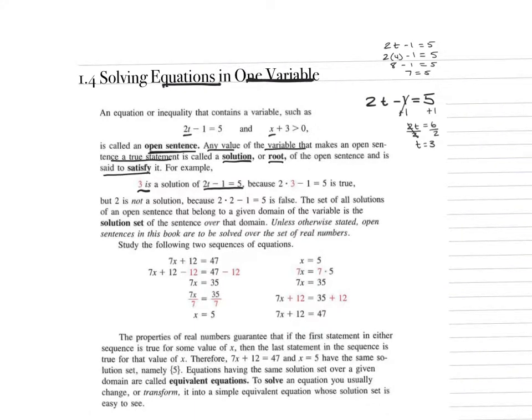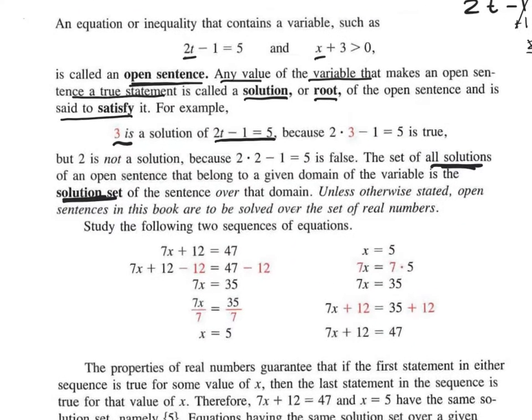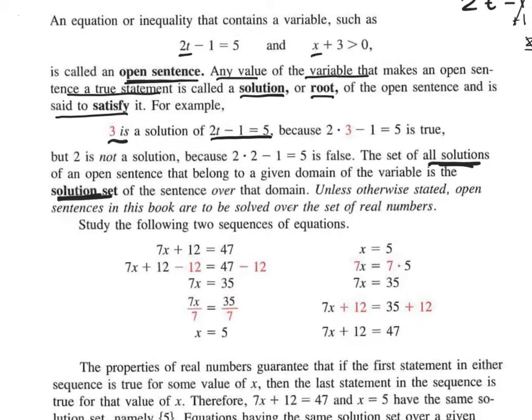However, sometimes things have more than one solution. You've dealt with things that have more than one solution when you factor, and when we get into inequalities, you'll see that there can be an infinite amount of things that will make something true. So the set of all solutions of an open sentence that belong to a given domain of the variable is the solution set. Sometimes there'll only be one answer, but sometimes there'll be tons of answers. However many they are, they're a part of the solution set. So we're going to be looking at those right now.